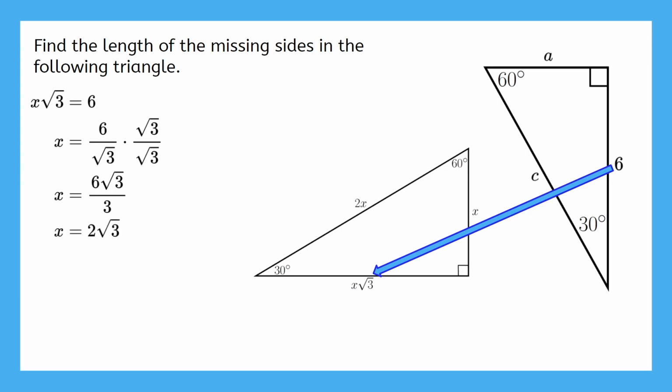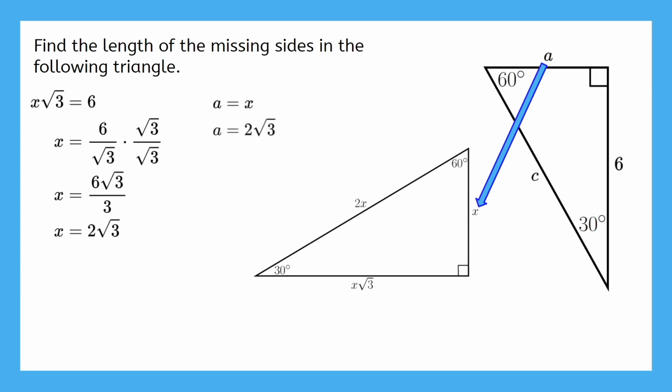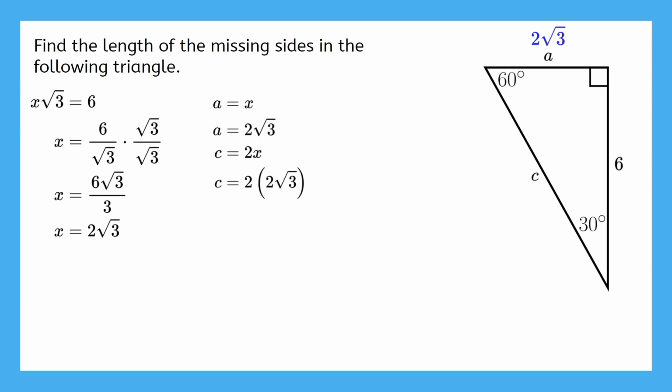Next, let's notice that we can use the short leg to immediately find its length to be a equals x, which is 2 times the square root of 3. Finally, using our hypotenuse, we get c equals 2x. And then we plug in our x again. Simplifying, we get that the hypotenuse has the length 4 times the square root of 3.